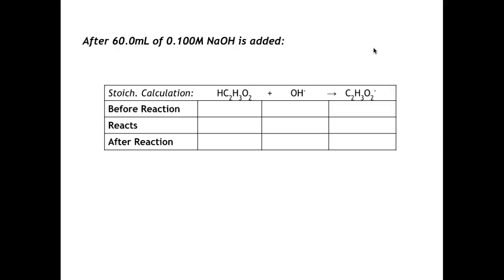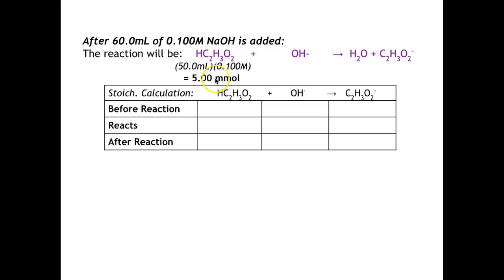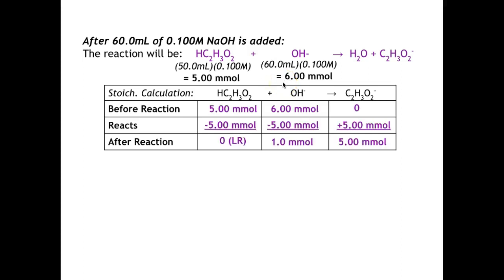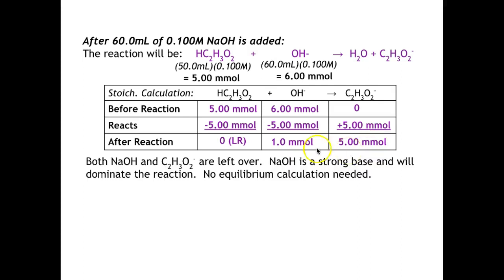So let's try the next one. After 60 milliliters of 0.1 molar NaOH is added, here's our reaction. We're going to have our 5 millimoles of acetic acid, that's what we started with, and this time when we add 60, so 60 times 0.1, we're going to have 6 millimoles. So this time it's our acid that is the limiting reactant. We're going to use up all the acid. We're going to have 1 millimole of hydroxide ions left over, and then 5 millimoles of our acetate ion. So both sodium hydroxide and our acetate ion, our conjugate base, are left over.